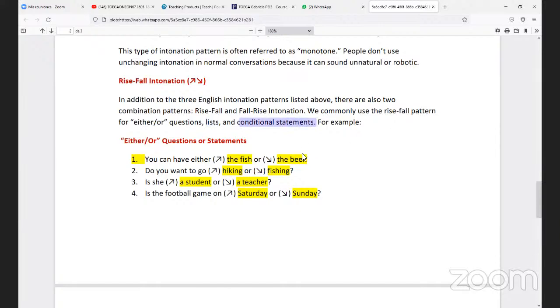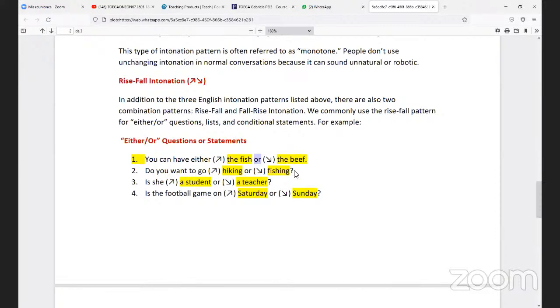Let's see some examples. The first one, when we have many options. You can have either, because either means o, right? And this either is always going to work with another or. These 2 words mean o. Tú puedes tener o el pescado o la carne. So we use either or when we talk about 2 options. You can have either the fish or the beef. So we rise with the first option and we fall with the second option.